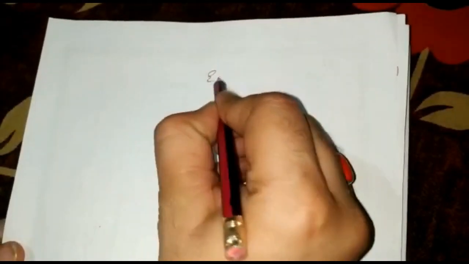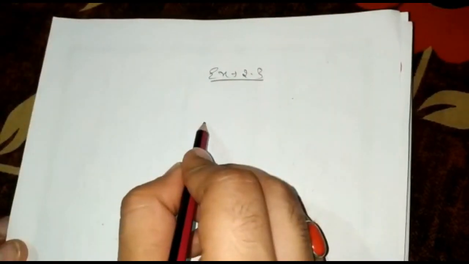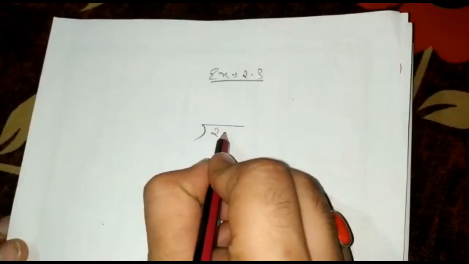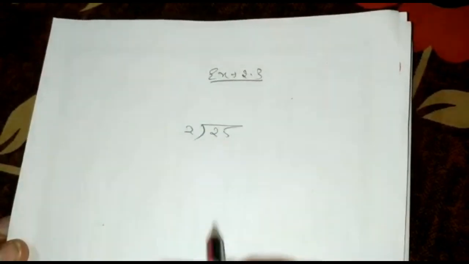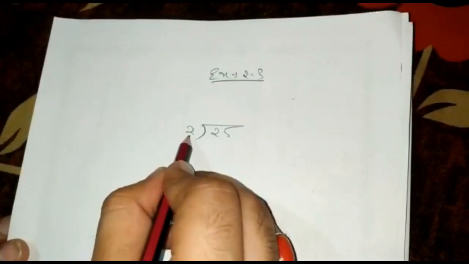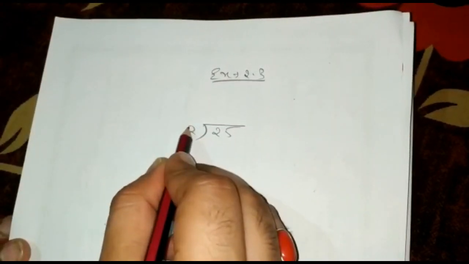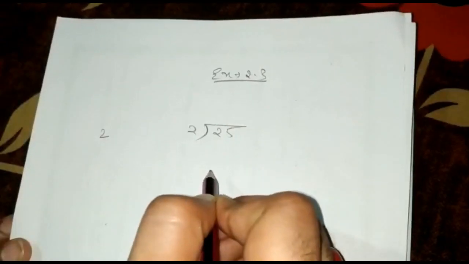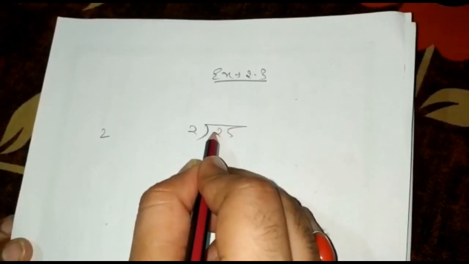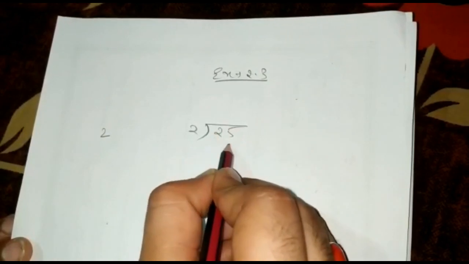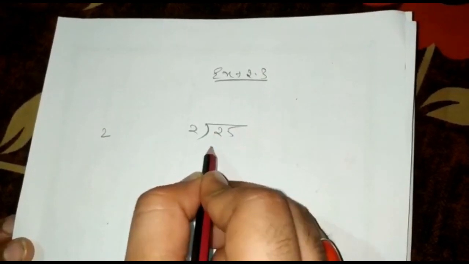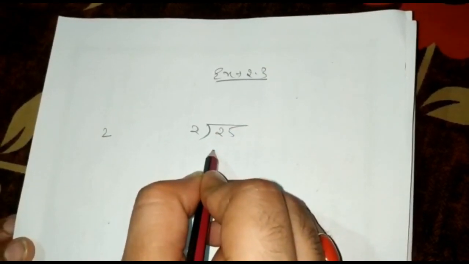Hello students, today we are discussing exercise 2.3 of class 10th. Before discussing the exercise, let us discuss simple division. If we have to divide 25 by 2, what we have to do is multiply this 2 with such a number that it will become either equal to 25 or a number less than 25.